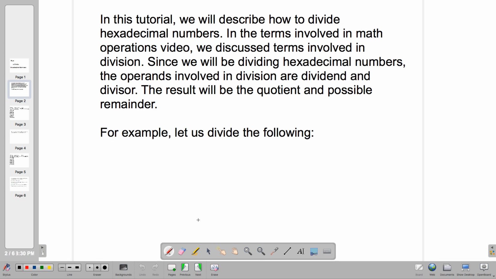In the terms involved in math operations video, we discussed terms involved in division. Since we will be dividing hexadecimal numbers, the operands involved in division are dividend and divisor. The result will be the quotient and possible remainder. For example, let us divide the following.